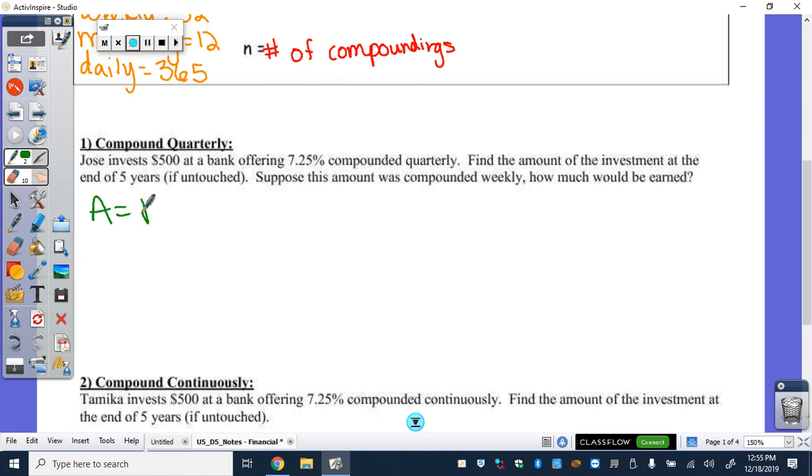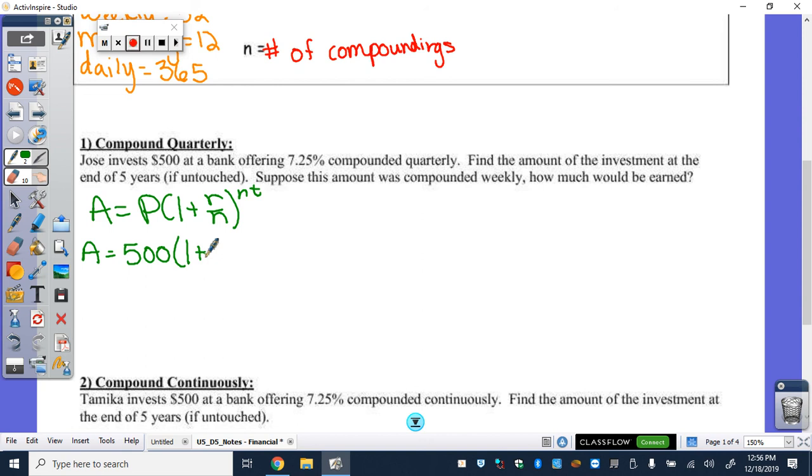So first we'll rewrite our formula. I recommend rewriting it every time you go to use it because that's what's going to help commit it to your memory. Writing something 17 times helps commit it to memory. So what is our principal value? How much did he invest? $500.